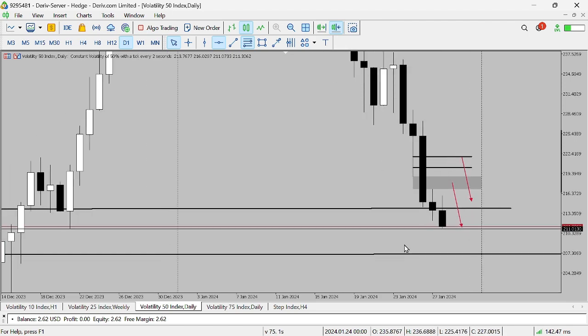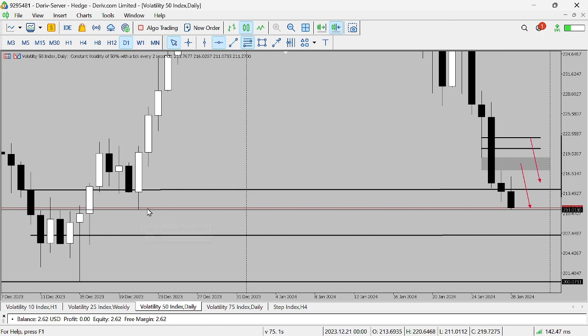The entire week has been very, very bearish. As I said, the first target has been met. This low has been cleared. So definitely we may see that form of reaction back to the area.